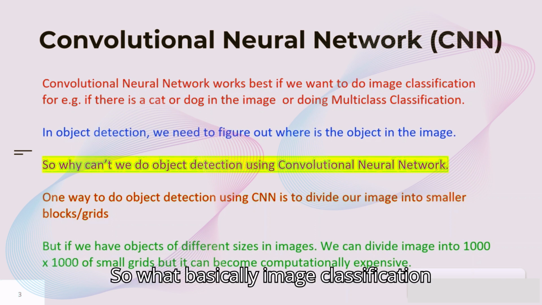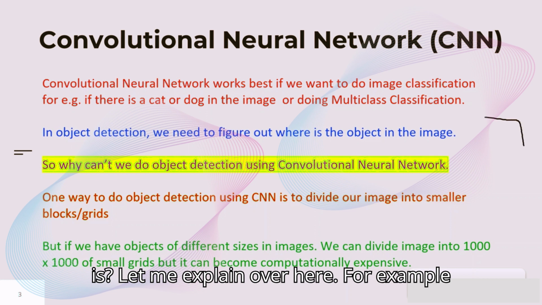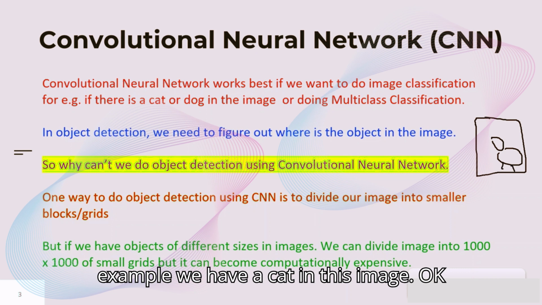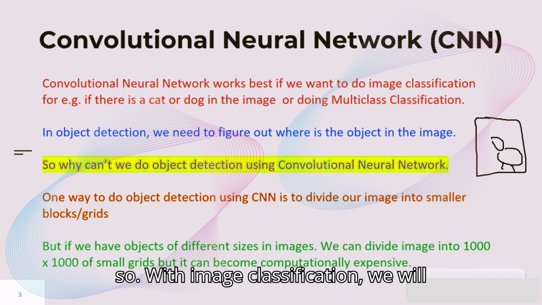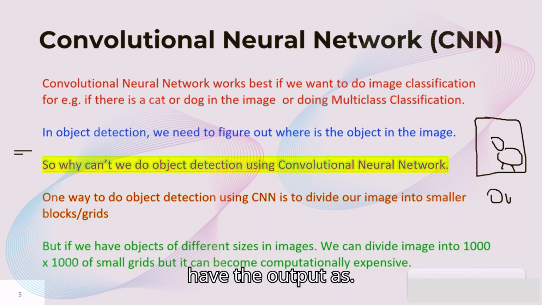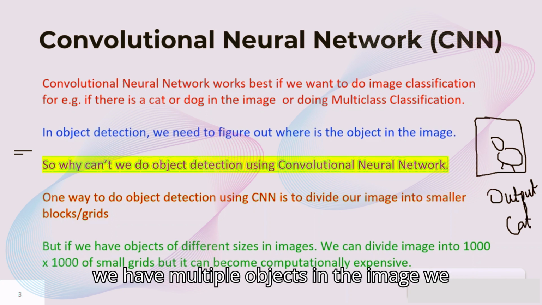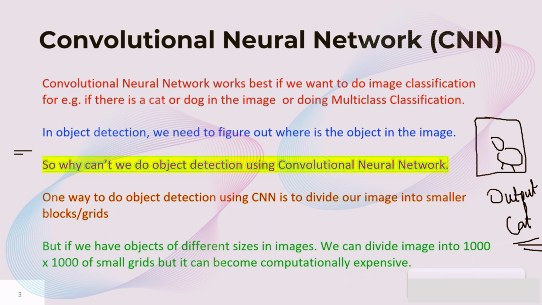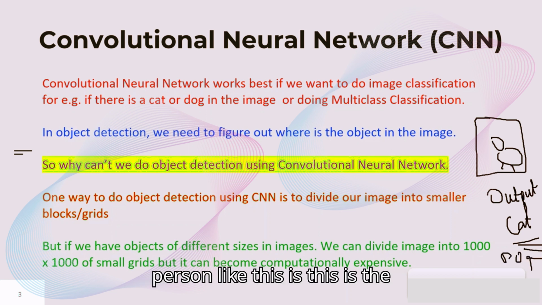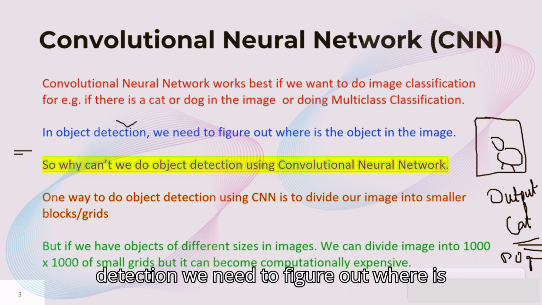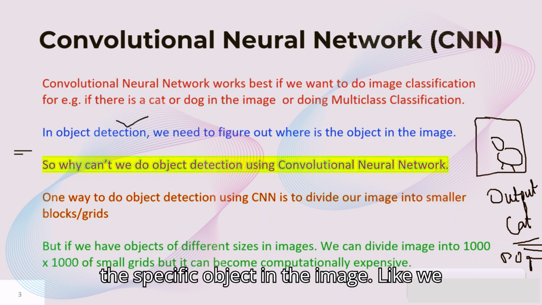So what basically image classification is, let me explain over here. For example, we have this image and we have a cat in it. With image classification, we will have the output: we have the cat in the image. Or if we have multiple objects in the image, we will have the output like cat, dog, person. This is the output we get using convolution neural network for image classification.